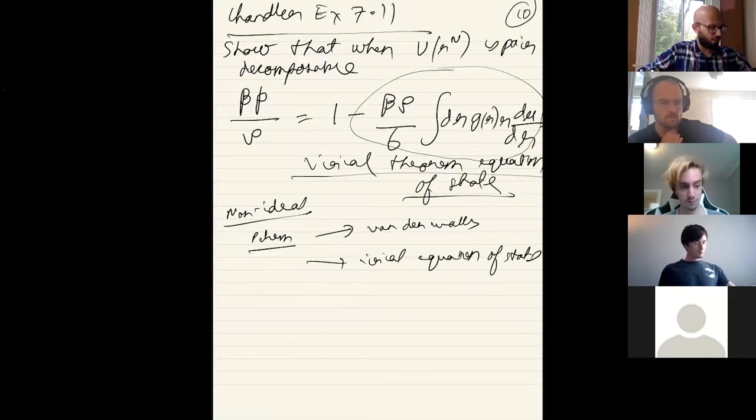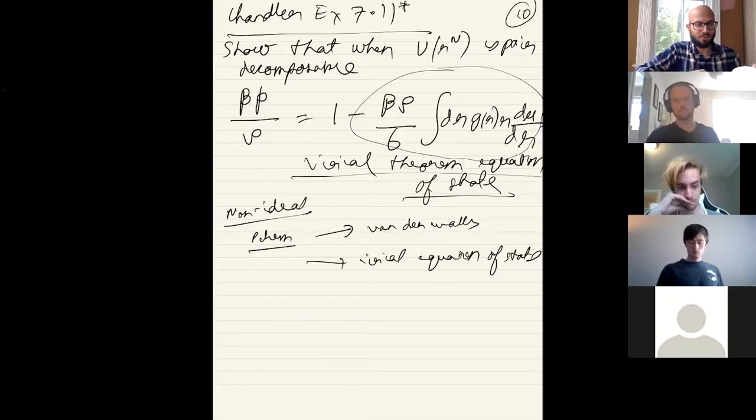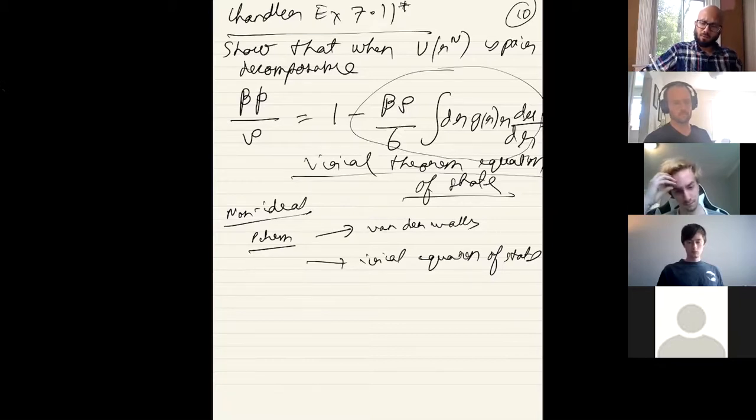So this is Chandler's problem 7.11. It has a star. This is what we are going to solve. If you want to go and solve it for your own personal satisfaction, please do it. The next class, it will be very easy. And when I get stuck somewhere, you can come and help me. That's what we are going to do. After this, we will derive the van der Waals equation of state from yet another perspective.